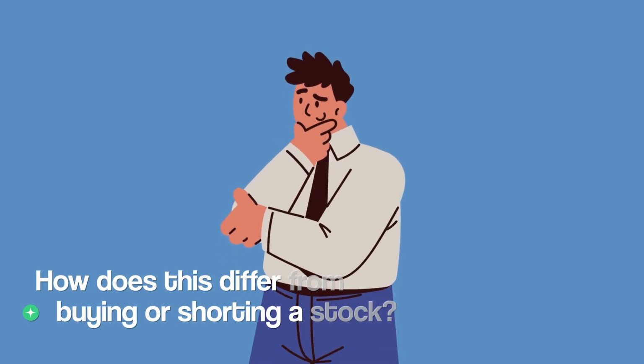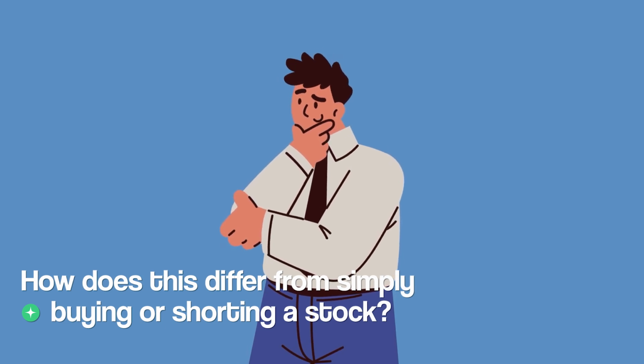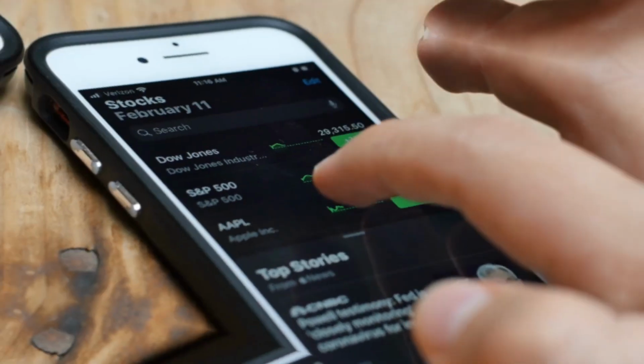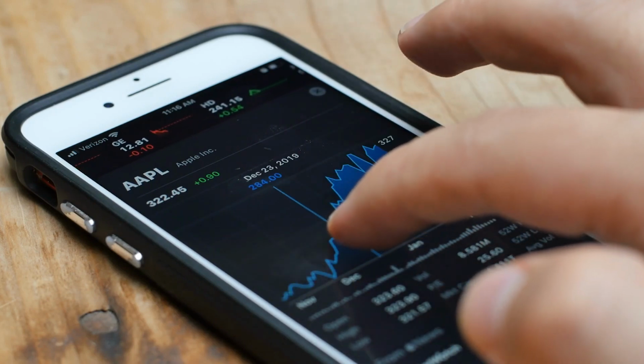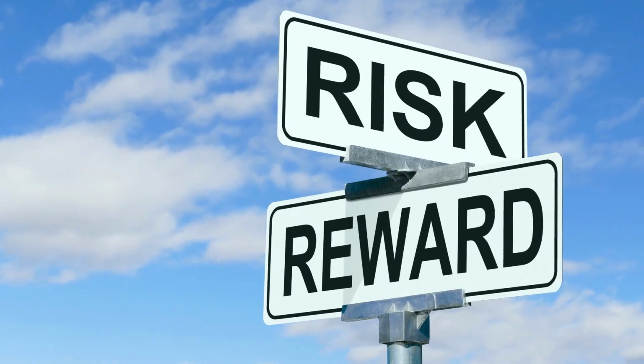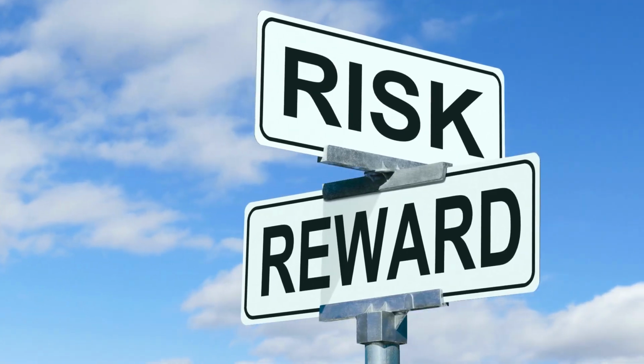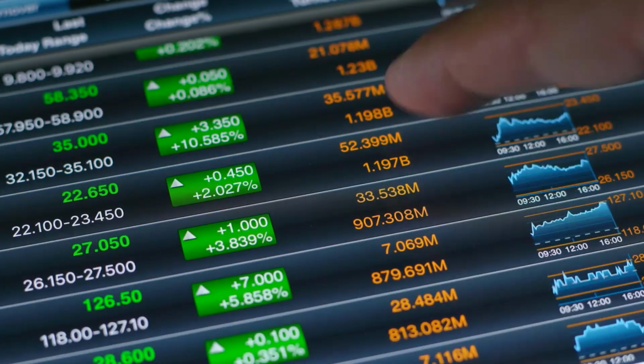Now, you might be wondering, how does this differ from simply buying or shorting a stock? You might wonder, if you're expecting a stock price to rise, why not buy the actual stock instead of an option? The trick is that options offer a distinct risk-reward balance compared to directly owning stock.